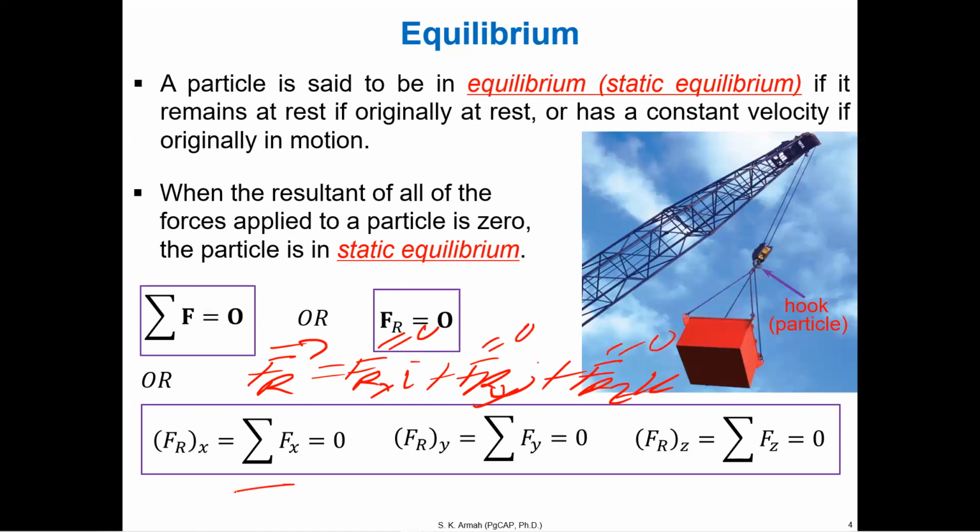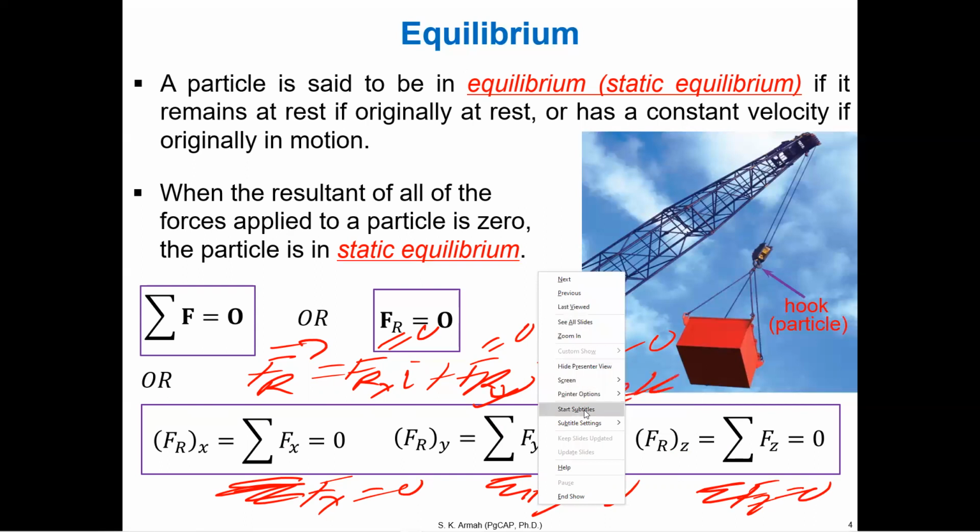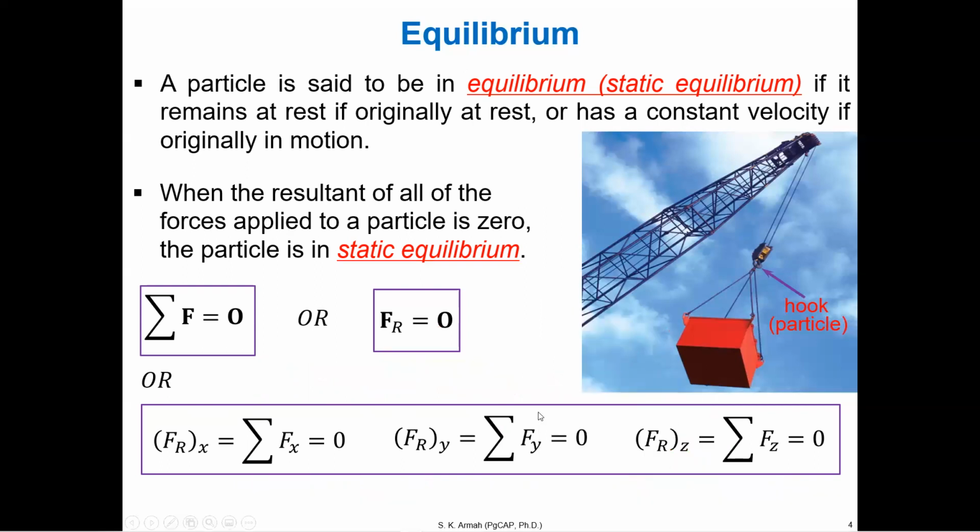Or we can use the concept that the sum of forces in any direction is zero. So normally we'll deal with X, Y, and then Z. The summation of forces in the X is zero, the summation of forces in the Y is zero, and the summation of forces in the Z is zero. And that's what we meant by a particle is in equilibrium. So if the particle is in equilibrium, this is the condition for equilibrium.